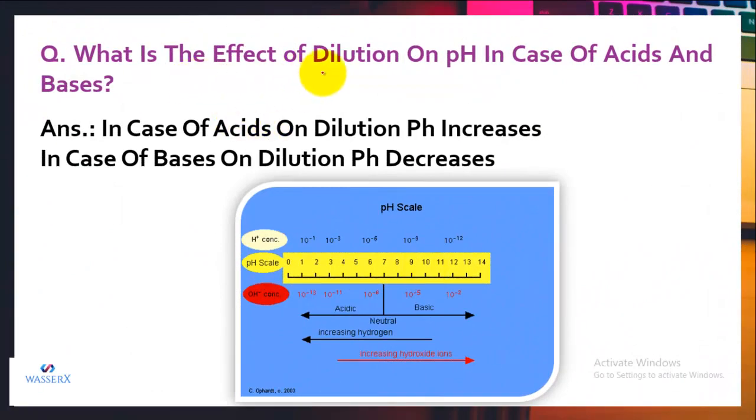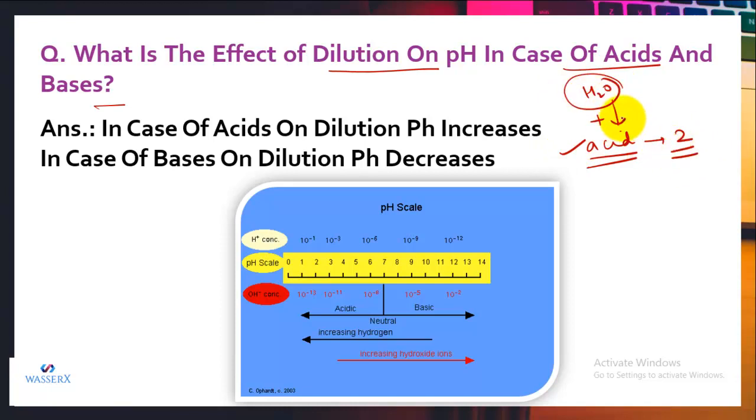Now, what is the effect of dilution on pH in case of acids and bases? Let's say we have an acid, and we add water to it. Let's say this given acid initially possessed a pH of 2. Now I am adding water to it. So what happens to its pH value, whether it increases or decreases? Whenever you add water to an acid, it becomes less acidic. So that means its pH will increase. Its pH will be more than 2 in this case.